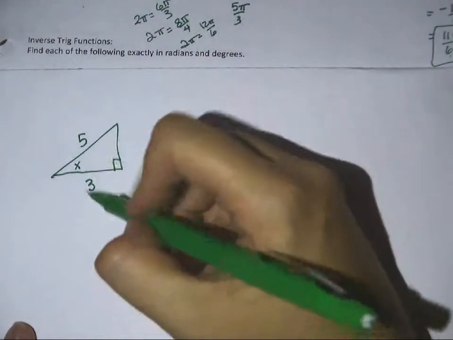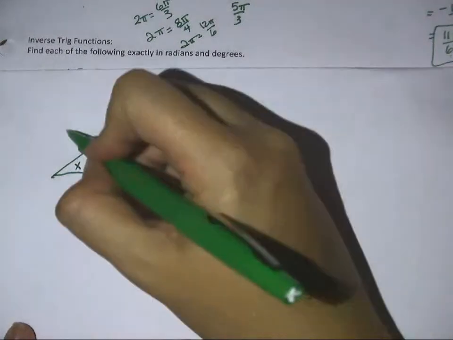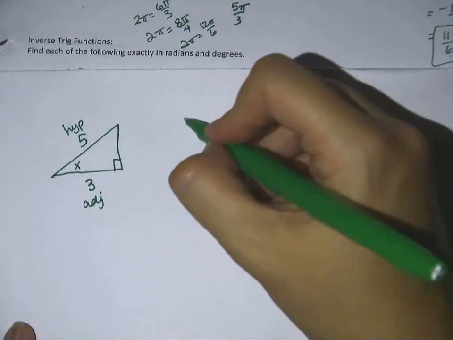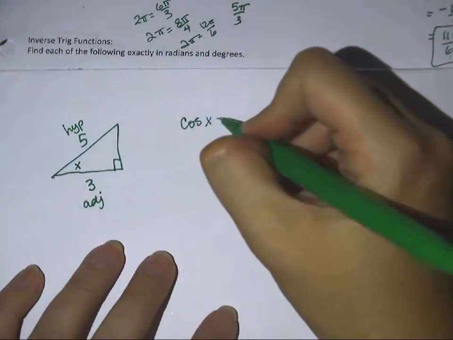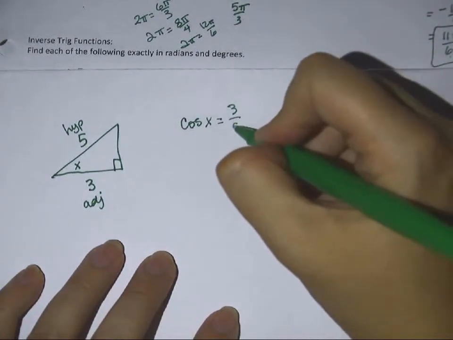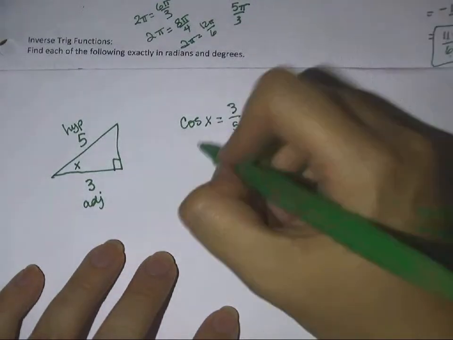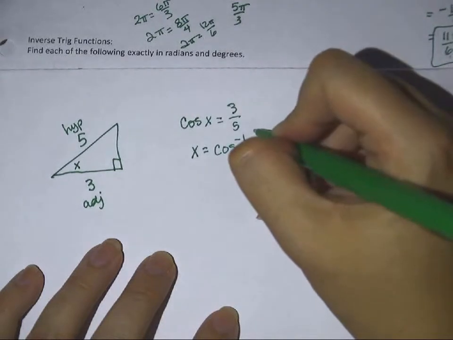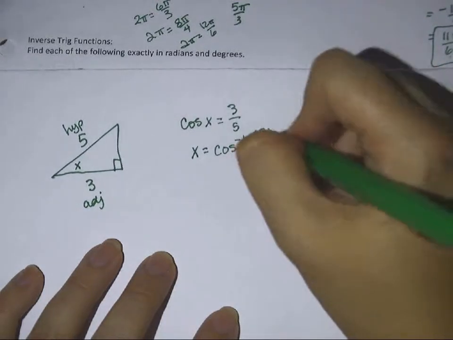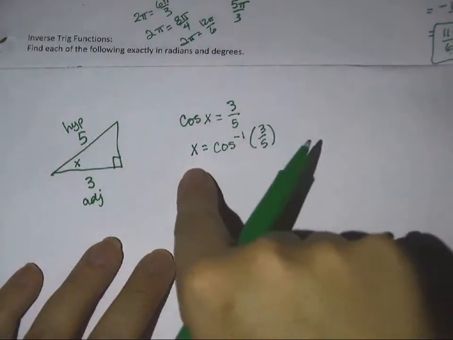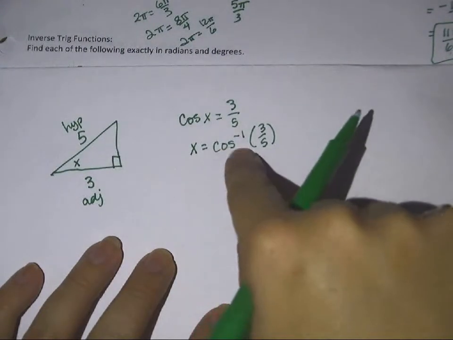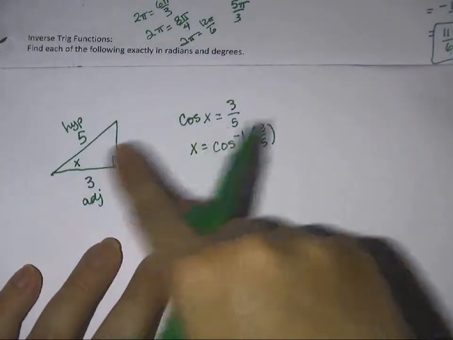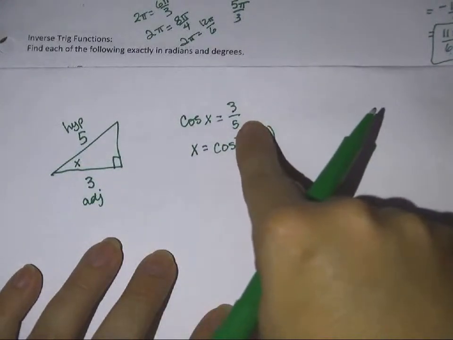Well, I would say this is the adjacent, this is the hypotenuse. Adjacent over hypotenuse is cosine, so cosine x equals adjacent over hypotenuse. And then we would rewrite it like this with the inverse cosine. And then we'd use our calculator to find this angle. So what we were finding with the inverse cosine is the angle that goes with this cosine value.